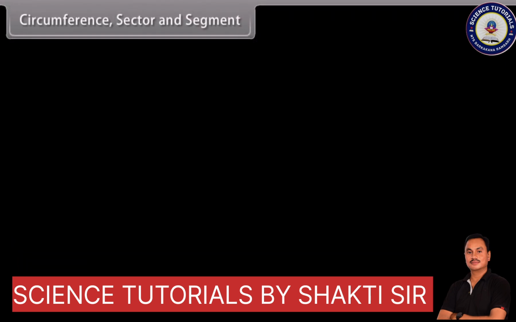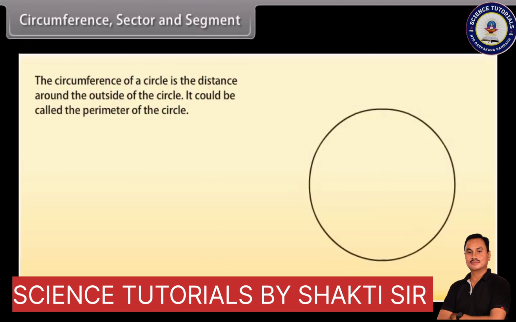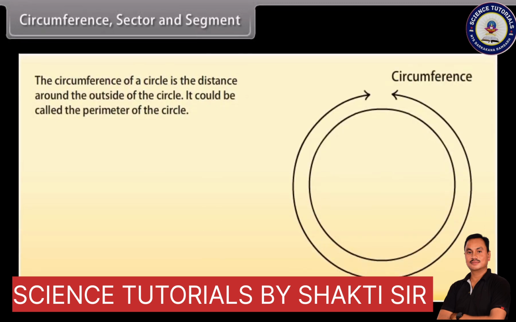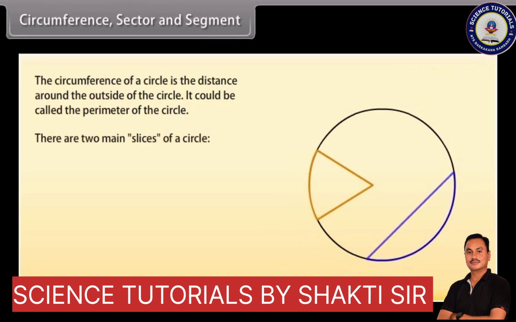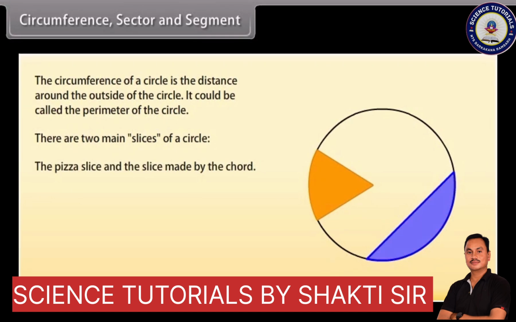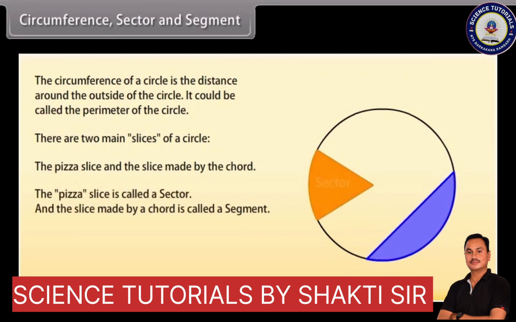Circumference, sector, and segment. The circumference of a circle is the distance around the outside of the circle. It could be called the perimeter of the circle. There are 2 main slices of a circle: the pizza slice and the slice made by the chord. The pizza slice is called a sector, and the slice made by a chord is called a segment.